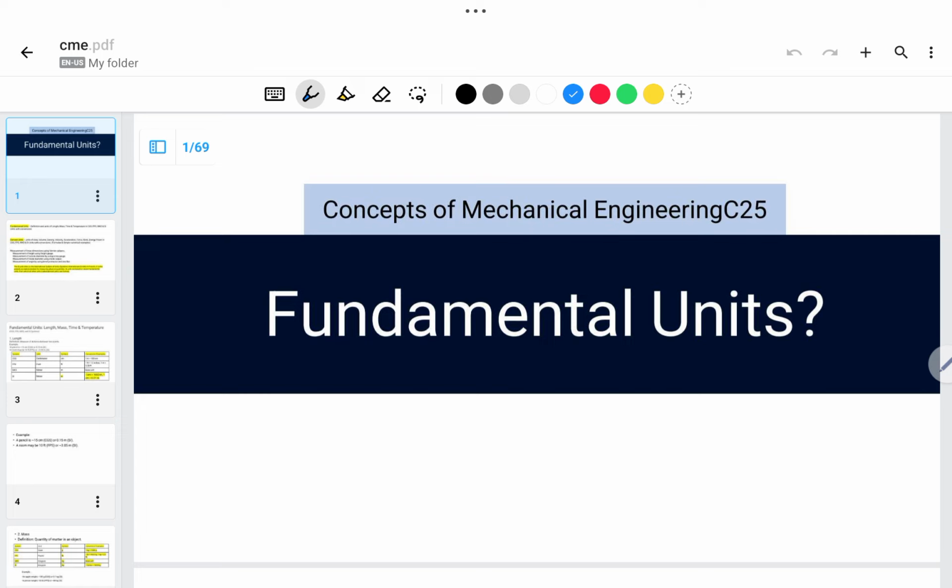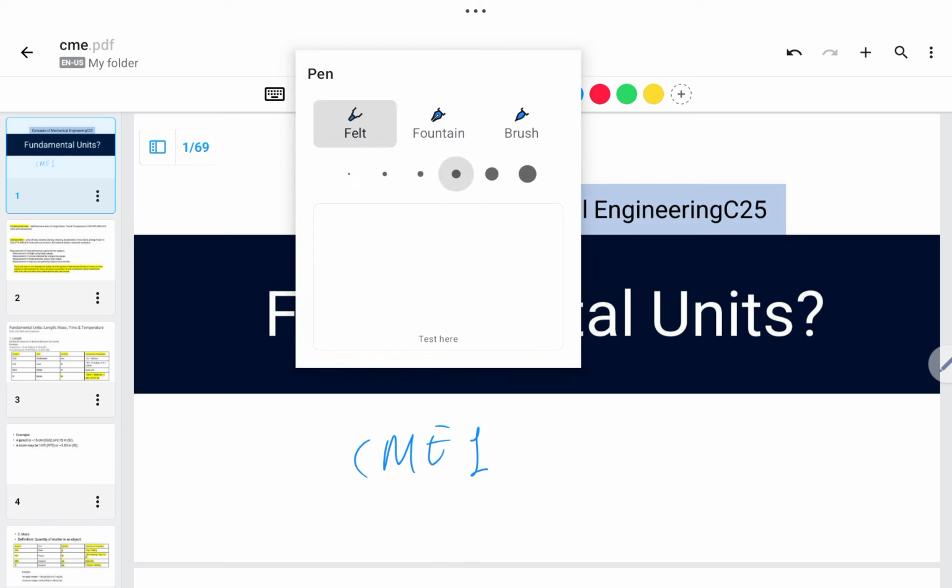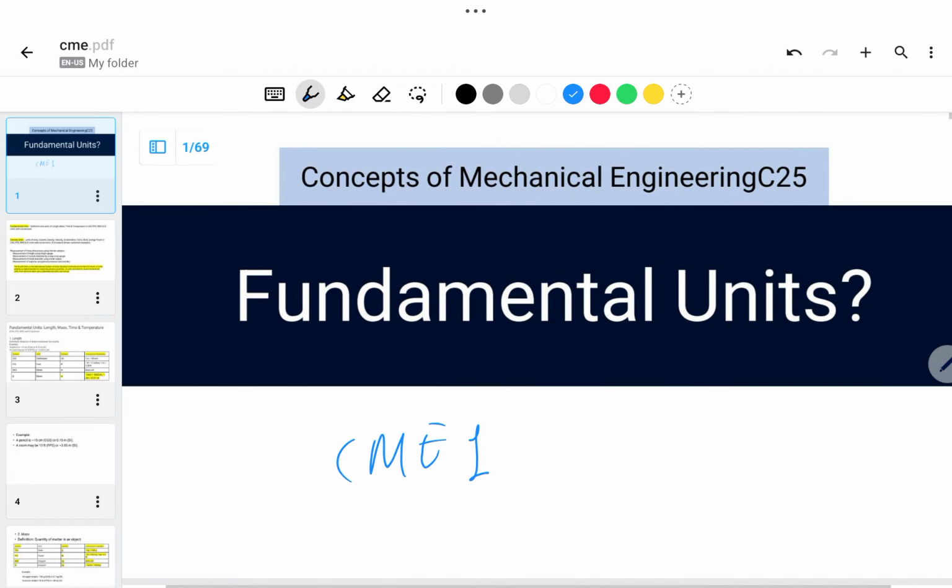So first of all, this is mechanical engineering, the concept of mechanical engineering, one subject. So CME, this is CME first. In this it is important, particularly in CME 1. Okay, so this is the CME 1 paper.